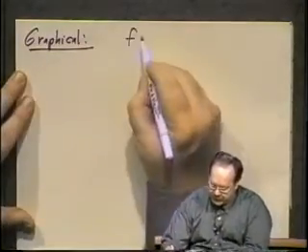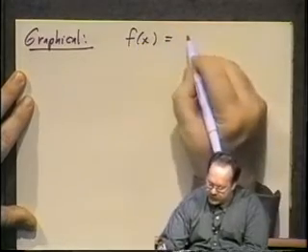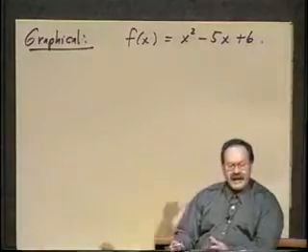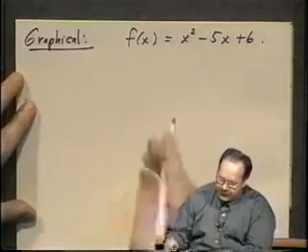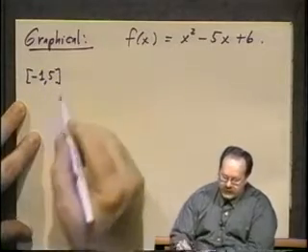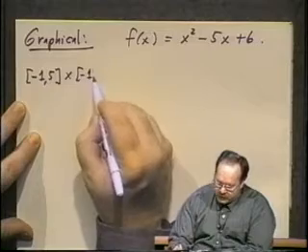But right now, at least we can look at a picture and start getting our intuition correct. We're looking at the function x squared minus 5x plus 6. Now that was the left-hand side of the equation. The window I will use is minus 1 to 5 by minus 1 to 3.